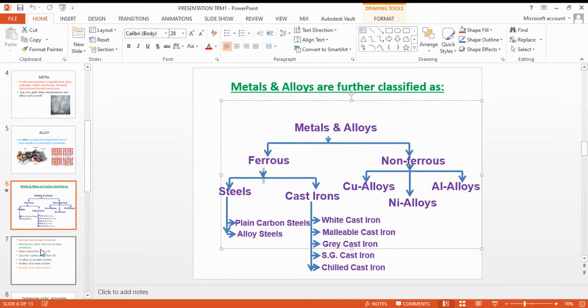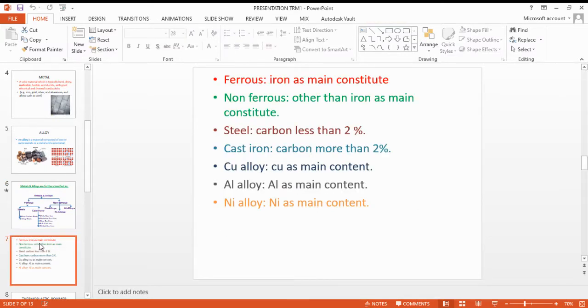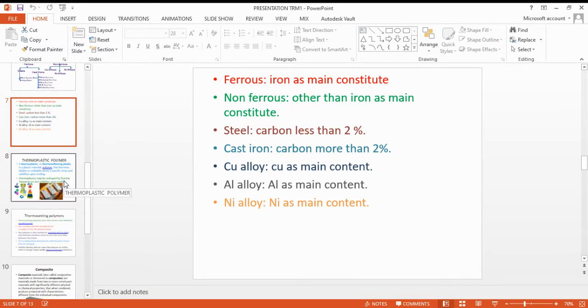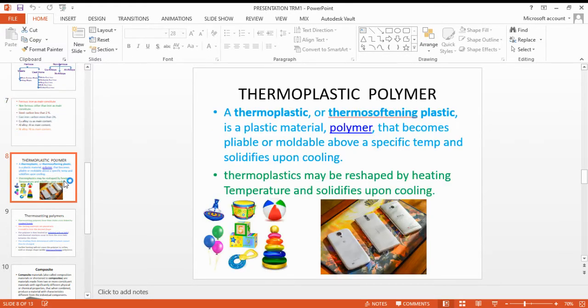Examples of non-ferrous metals are copper alloys, nickel alloys, and aluminum alloys. Now, let me give you a small note on this. Ferrous metal contains iron as the main constituent, and non-ferrous contains something other than iron as its main constituent. Steel contains less than 1.2% carbon. Cast iron contains carbon more than 1.2%. Copper alloy contains copper as the main constituent. Aluminum alloy has aluminum as the main constituent. Nickel alloy has nickel as its main constituent.